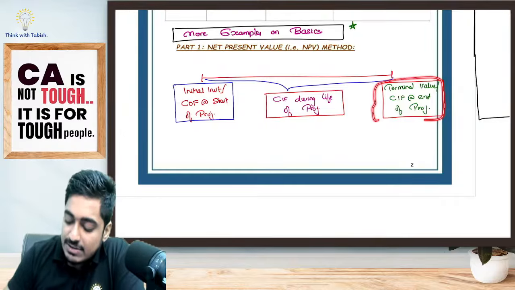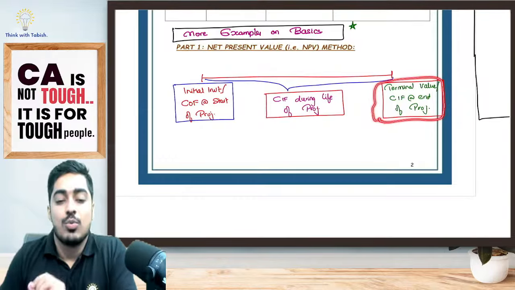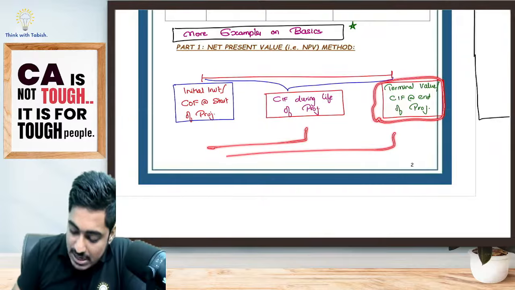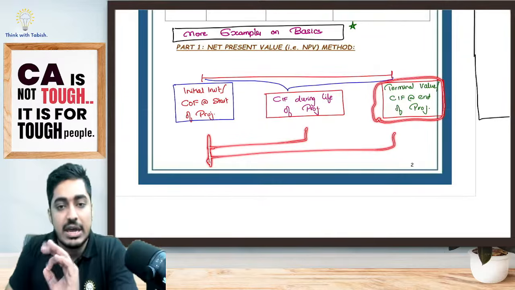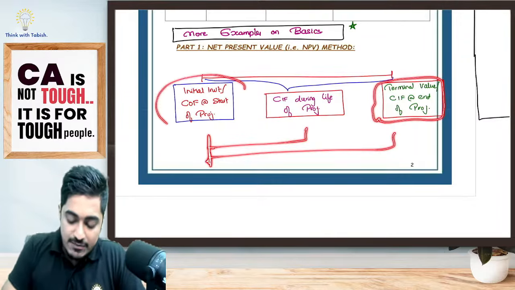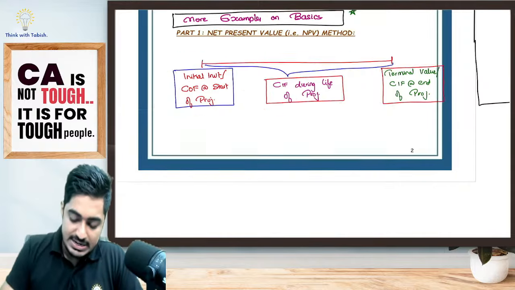Yes, at the end of the life, I will be getting some terminal value. What I have to do? Every cash flow, I have to bring it to present value terms. End of the story. Is this clear? So every item one by one, let us quickly discuss.